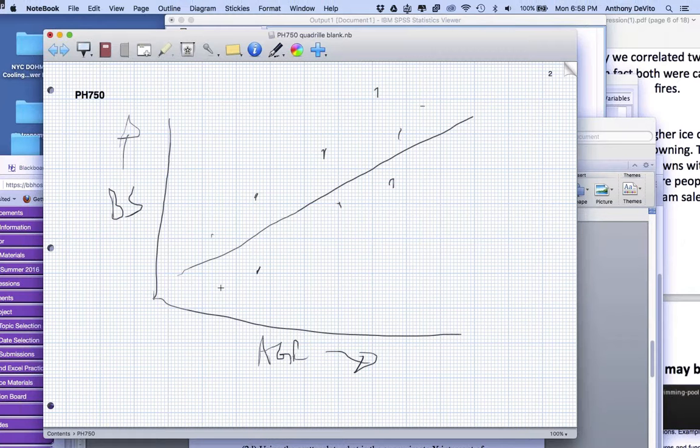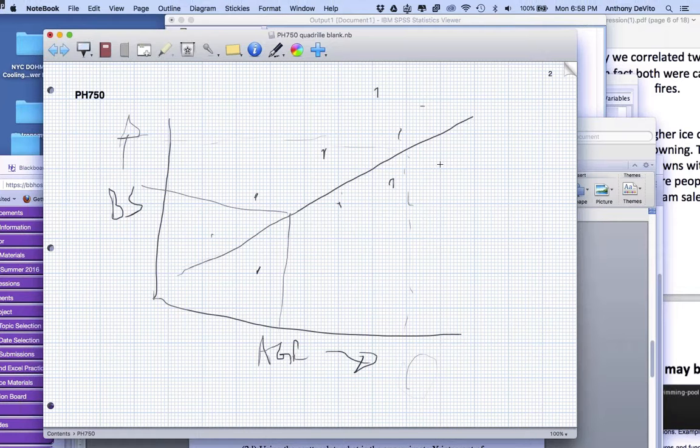Now, how can I describe that line? That line gives us the ideal association between age and blood sugar. If I could draw that line and I knew someone's age, I might be able to use it to predict what their blood sugar is going to be, or what I would expect it to be at that age. That would be pretty useful in some situations. So I need some way of describing that line.